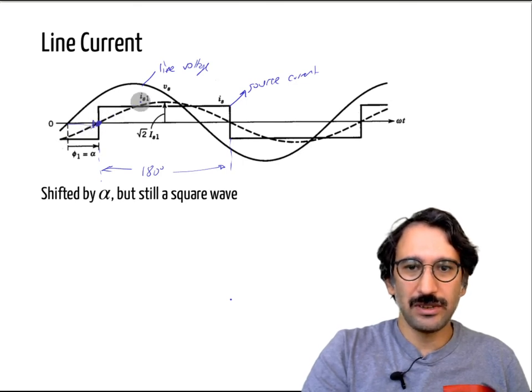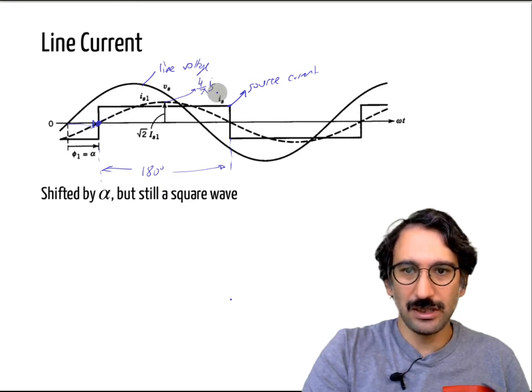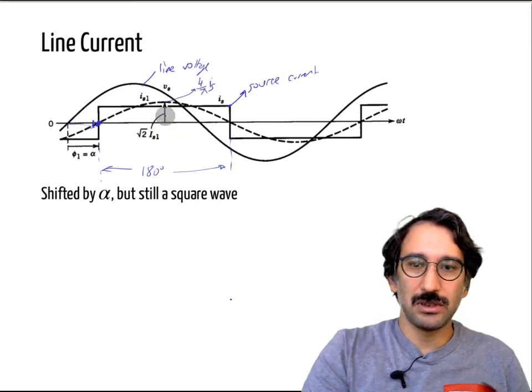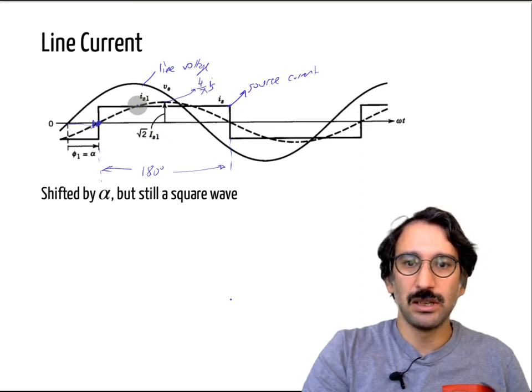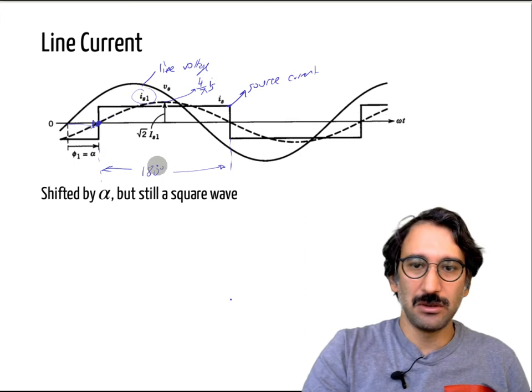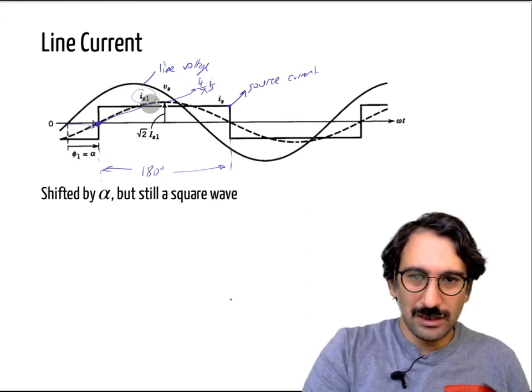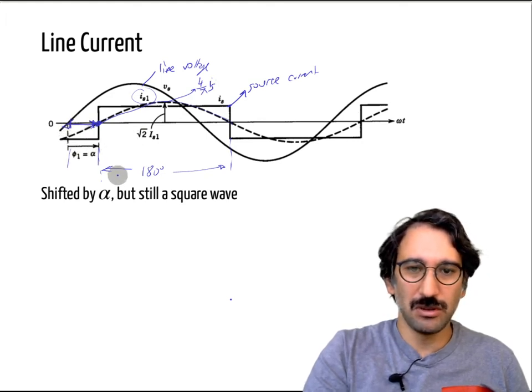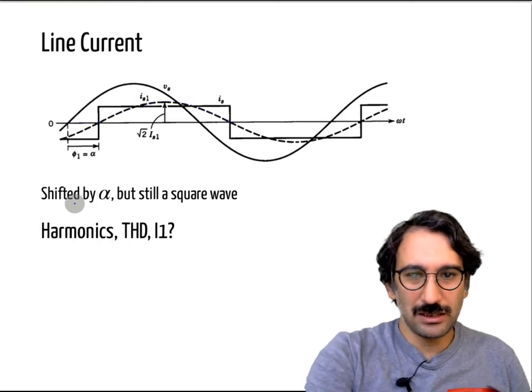If you take the fundamental of that, and this is Is, the peak value is 4 over pi of that Is value. If you divide it by square root 2, it will give you the RMS value of that fundamental. If you take the fundamental component, you see there is an alpha shift here.